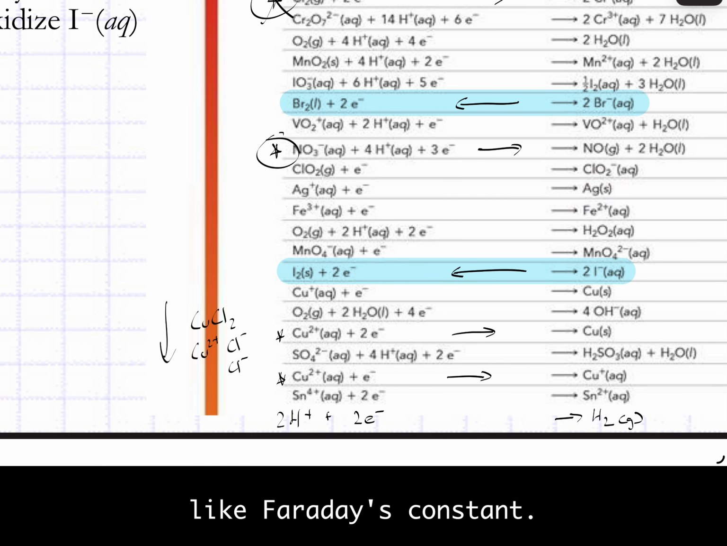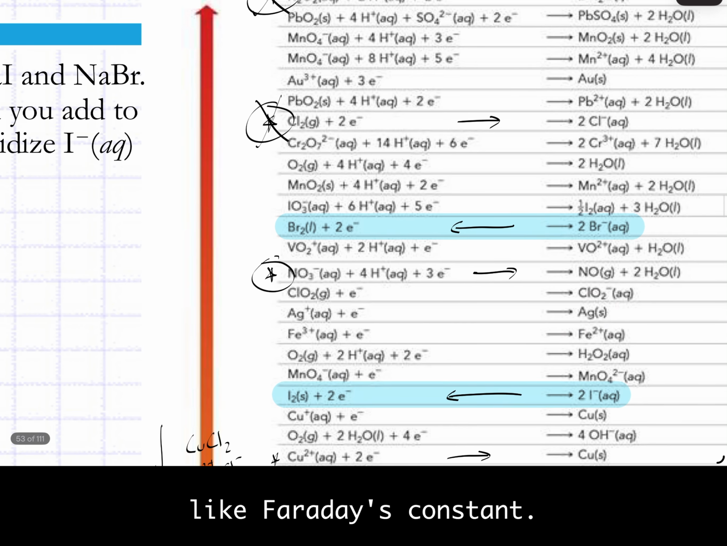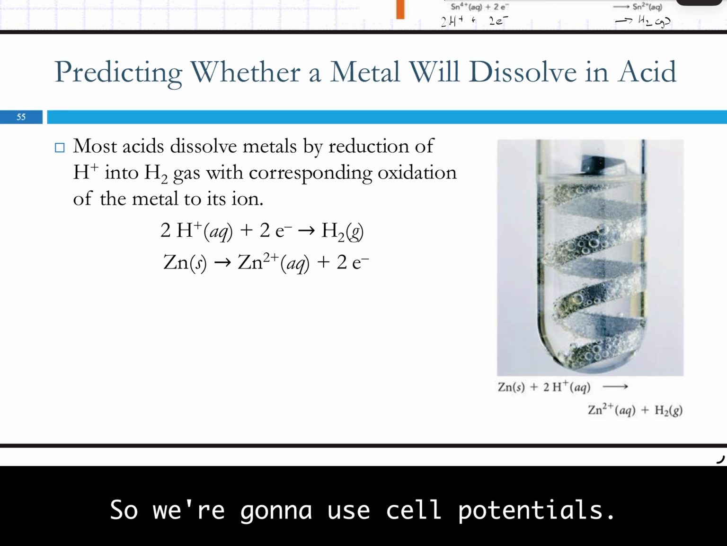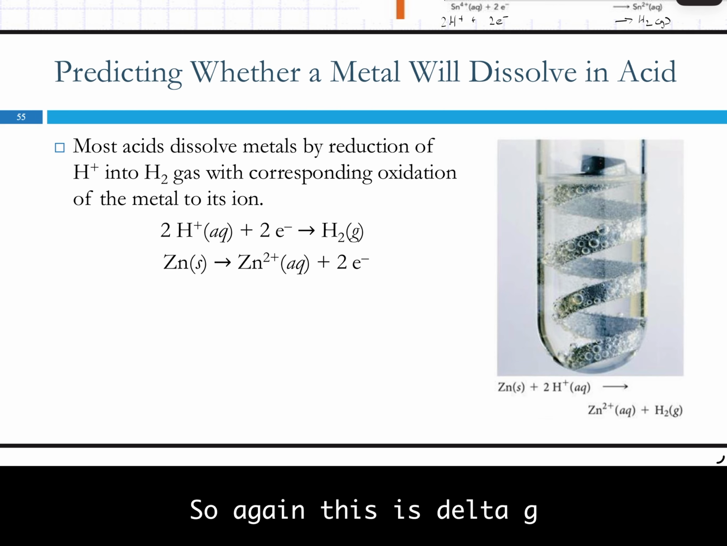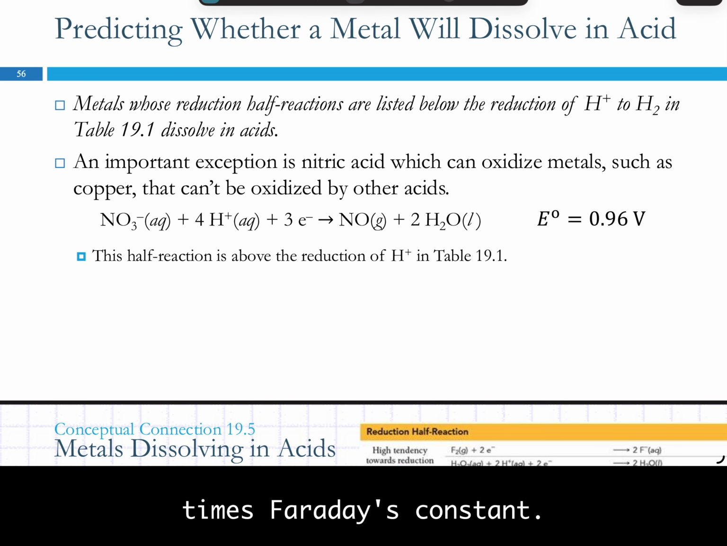And I'll give you things like Faraday's constant. So calculate Gibbs free energy for this reaction, and we've got cell potentials, so we're going to use cell potentials. Again, this is delta G equals negative n, and I'm going to write this as n with a little subscript e minus. So it's the number of electrons times Faraday's constant times the E cell at standard conditions. So we've got to calculate the E cell for standard conditions here.